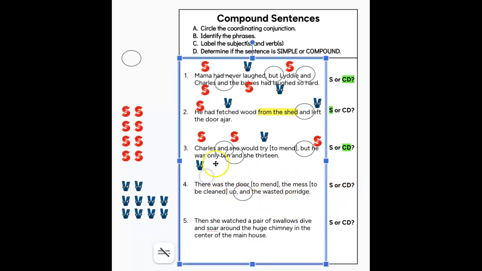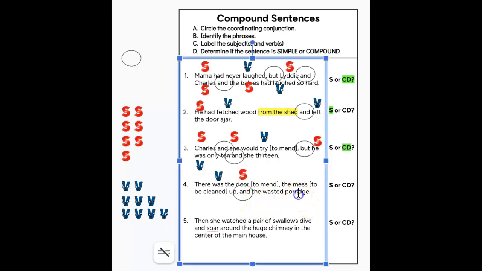So now I have to see, is there a subject and a verb on both sides? It says, there was the door, the mess, and the wasted porridge. Well, I remember talking in class that we said there is never, ever, ever the subject. So I'm going to start with the verb. I know was is always, always, always the verb. So what was there? The door was there. On the other side, I have the wasted porridge.